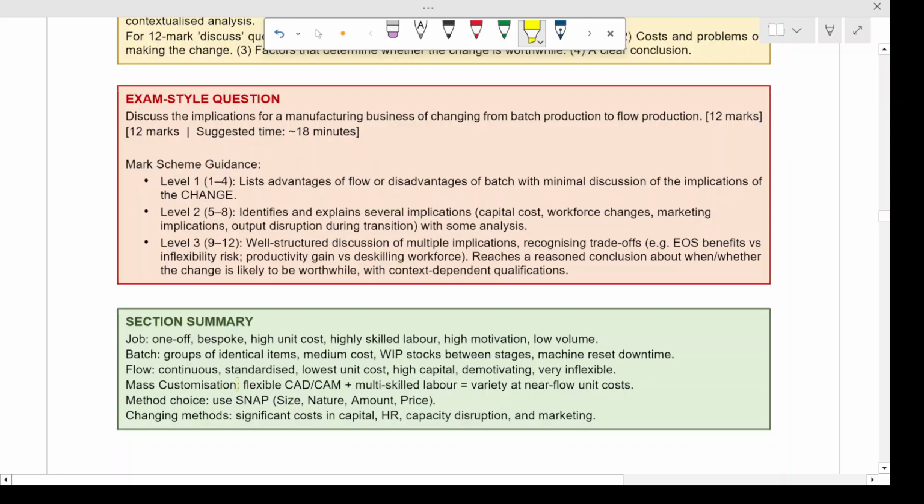Mass customization is flexible: CAD CAM plus multi-skilled labor equals variety at near flow unit costs, meaning that even though you don't achieve the lowest amount of costs, it is quite near to the unit cost that is achieved by flow production. To choose the method, you have to use SNAP. SNAP means size, nature, amount, and price. And it also discussed, when you are discussing changing methods, the problems which include significant costs and capital, HR issues, capacity disruption, and marketing.